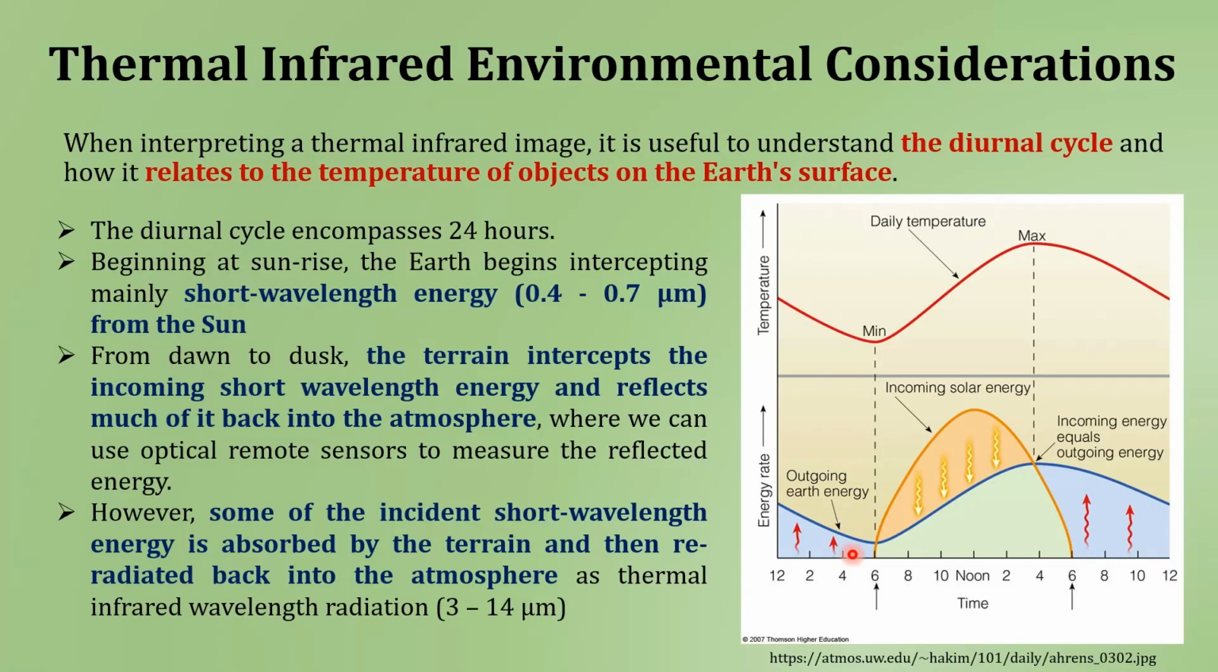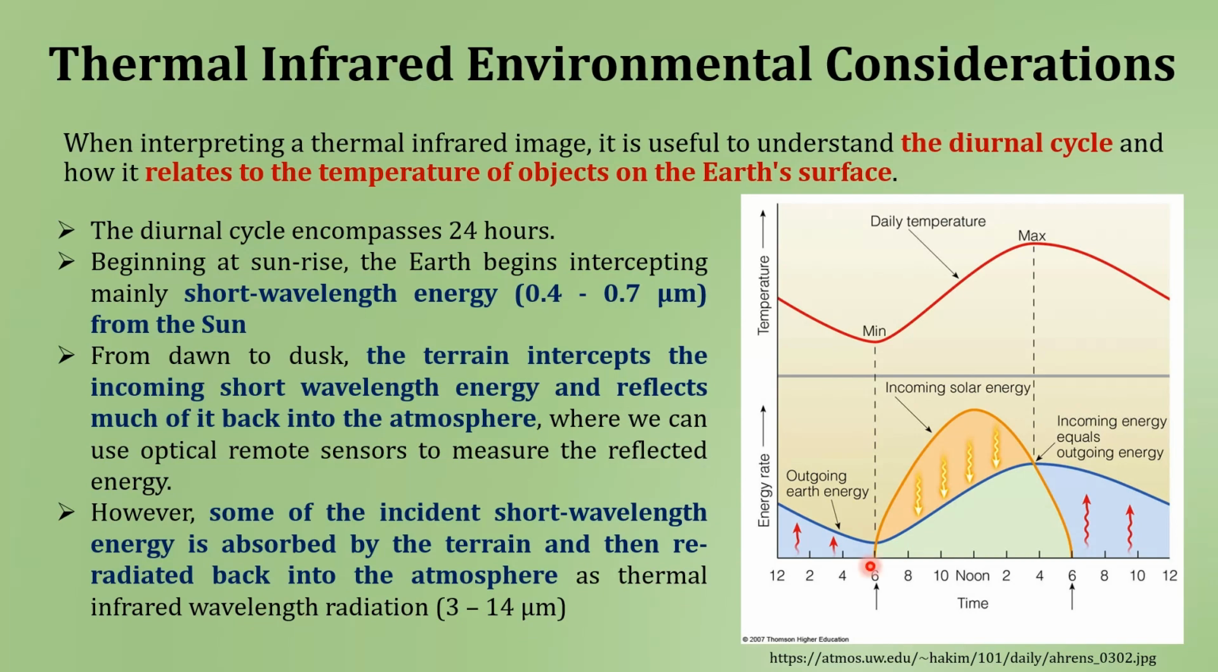So we can see from sunrise to sunset, earth receives the solar radiation in the form of incoming short wavelength energy, and it reflects much of it back into the atmosphere, and this is the portion where we use optical remote sensors. Some of this incident solar energy is absorbed by the earth's terrain and it is emitted in the form of long wave radiation, which has a wavelength in the range 3 to 14 micrometer, and this we call thermal infrared wavelength radiation.